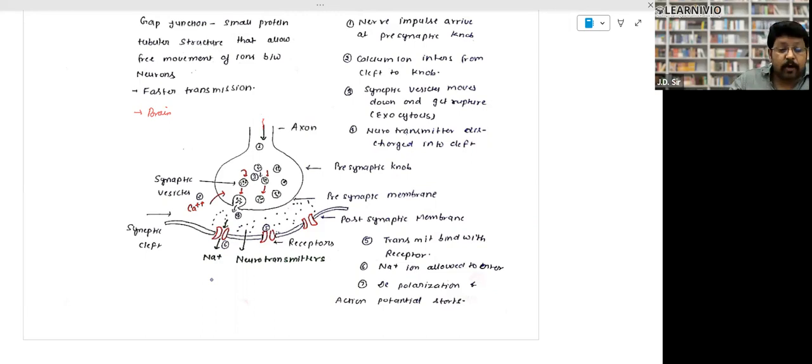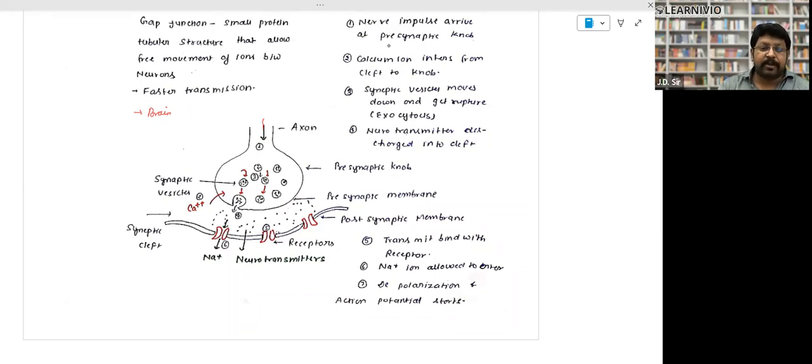The sodium channel will open. And due to the opening of the sodium channel, what will happen? Sodium ions will start gushing in from the gap, the synaptic cleft, into the other neuron. And in this way, the transmission of the impulse will take place. The same thing I have explained stepwise.